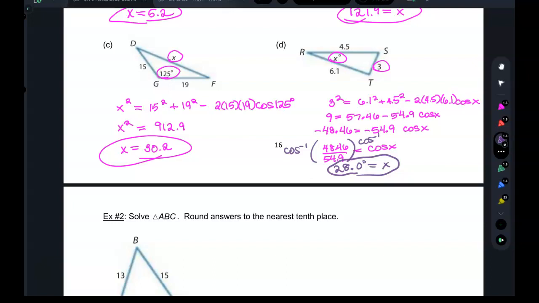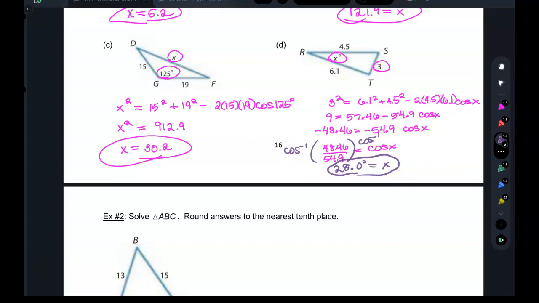What's the numerator? 48.46 divided by 54.9. Maybe you multiplied these wrong. 6.1 squared plus 4.5 squared ends up giving us 57.46. Well, how do you isolate x? We have to take the cosine inverse of both sides, right?